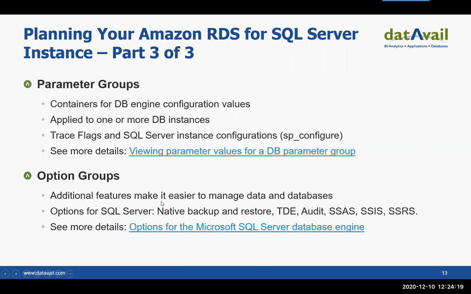Okay. Option groups. With an option group, you can specify features for options that are available for RDS DB instances. Options can have settings that specify how options work. When you associate a DB instance with an option group, you specify options and option settings that will get enabled for that DB instance. You can think of them as additional features that make it easier to manage data and database options for SQL Server. Some examples are native backup and restore, TDE, audit, SSAS, SSIS, or SSRS.